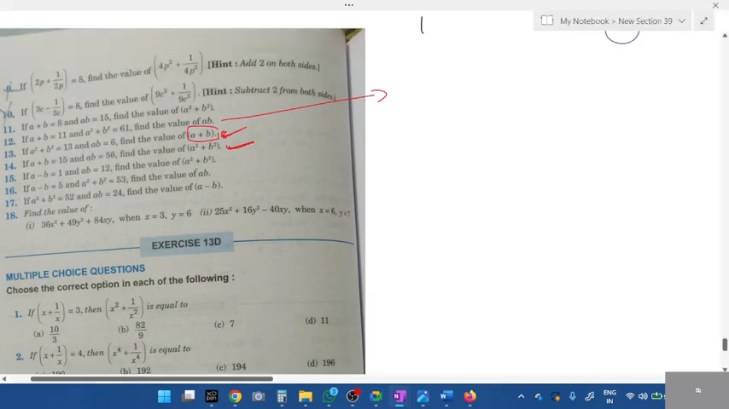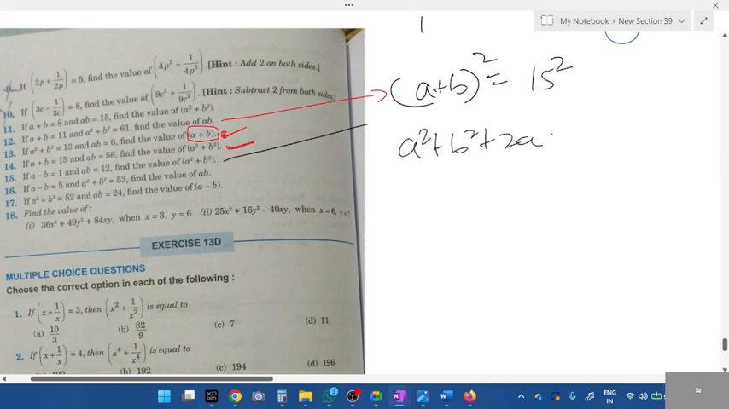The same for minus, students. That's it. Other things you all can try, the minus questions. Look here, the 15th, 14th one. Even the 14th one is the same. How did you all solve this? Square on both the sides. What's the value? a square plus b square plus 2ab.